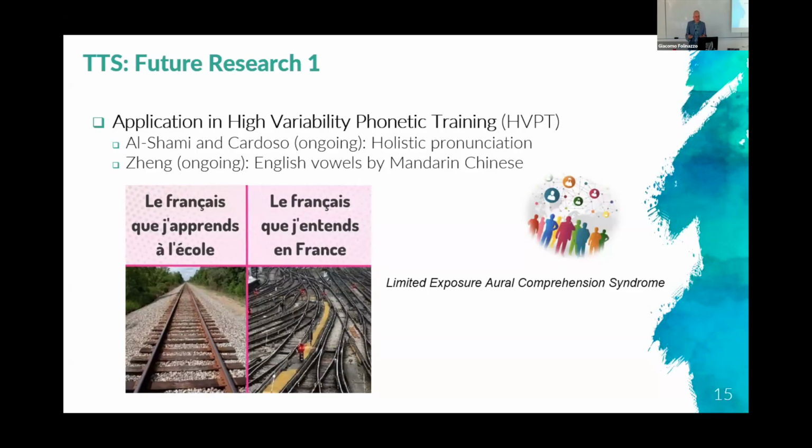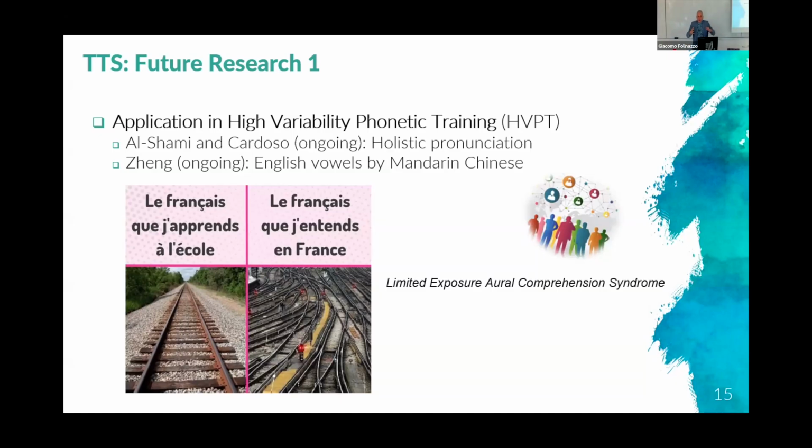This one here is a relatively new idea of using high variability phonetic training. What is interesting about this is that it reflects what I call limited exposure oral comprehension syndrome, which is that scenario in which a student can understand everything that happens in the classroom, can understand their peers and the teacher, but when they go outside, they cannot. They have a very hard time understanding others, right? So it's very similar to this image that I have on the screen, right? So this is the French that I learn at school, and this is the French that I learn when I'm in a French-speaking country, like France or Quebec, right? So this is the idea behind it.